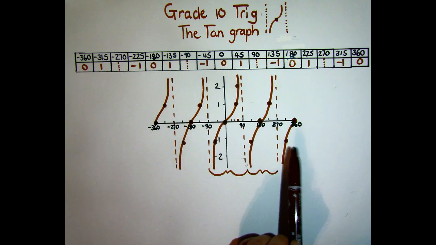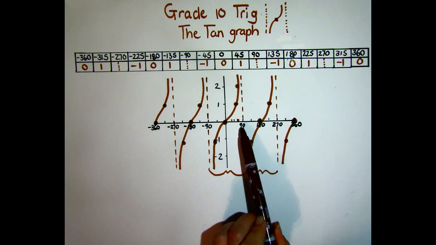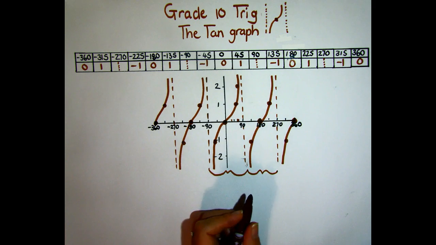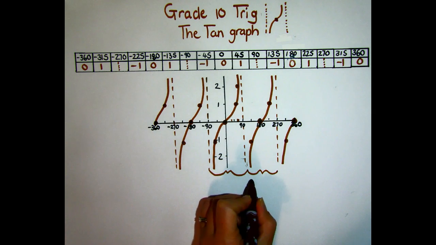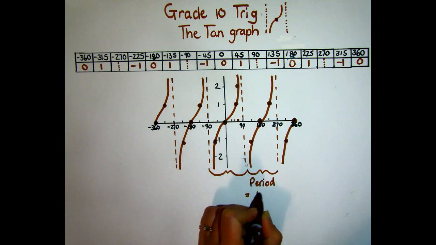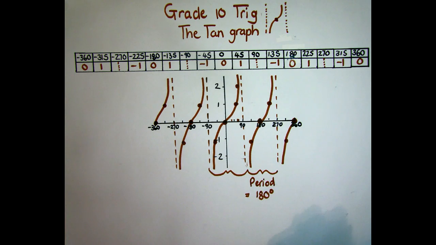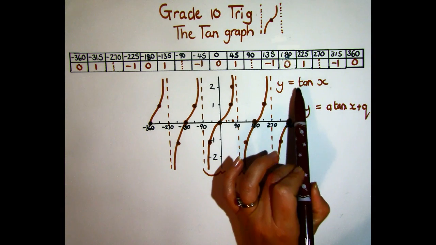How many degrees are there between 90 and 270? It's 180, right? So that means that the tan graph has a period of 180 degrees because it only takes 180 degrees to finish an entire shape. And that's also what makes it really different to the sine and the cos graphs, who have a period each of 360 degrees.